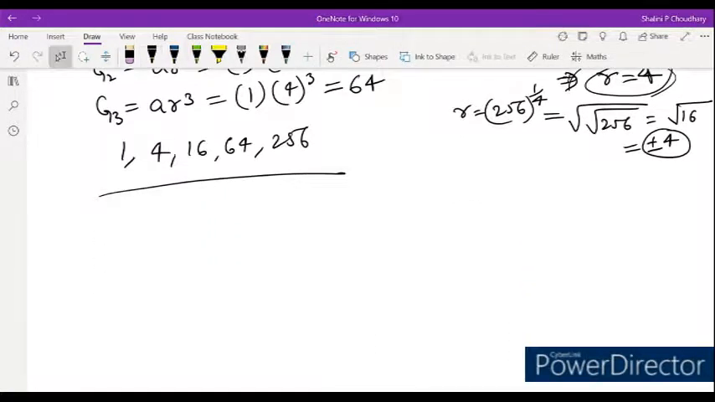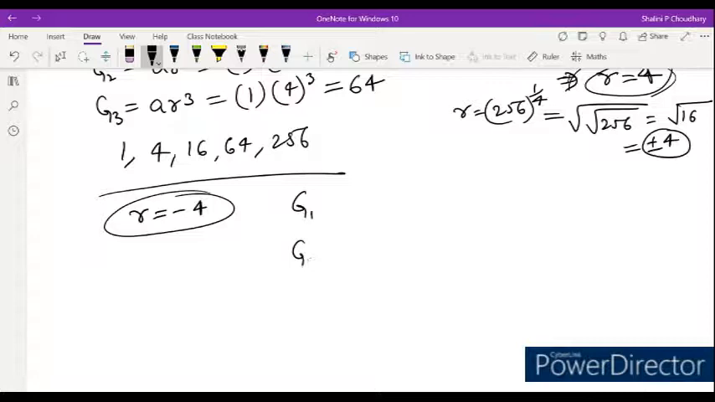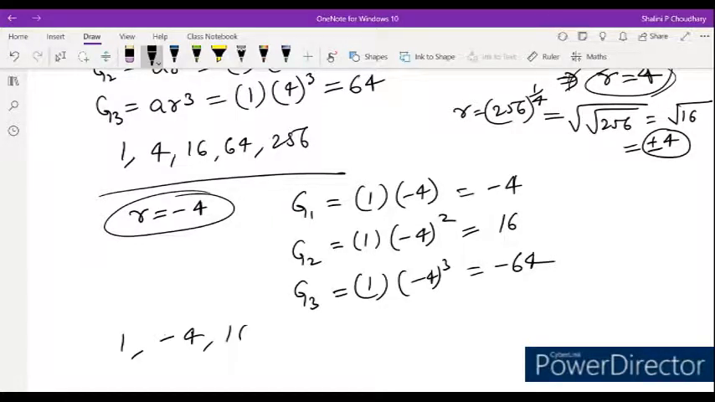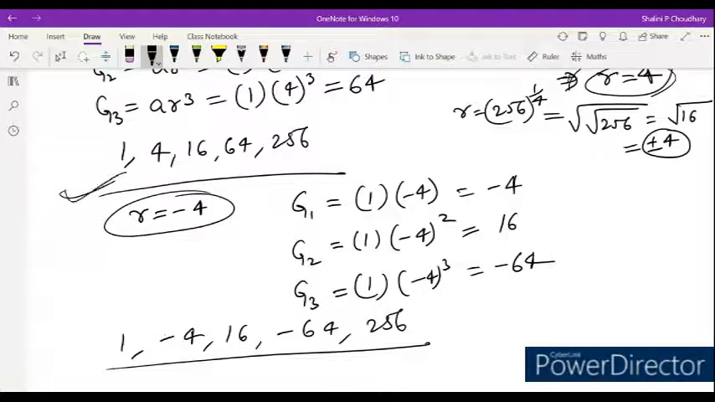Now if we take the value of r as minus 4, then also we can find G1, G2 and G3. G1 will be 1 into minus 4, G2 will be 1 into minus 4 square, and G3 will be 1 into minus 4 cube. So this will be minus 4, this will be 16 and this will be minus 64. Okay, so the series can be 1, minus 4, 16, minus 64 and 256. So the series can be like this or like the earlier one.